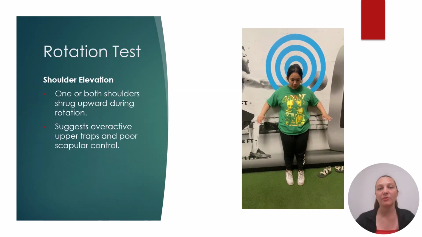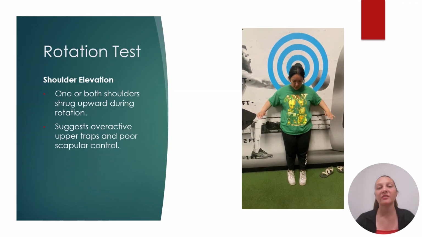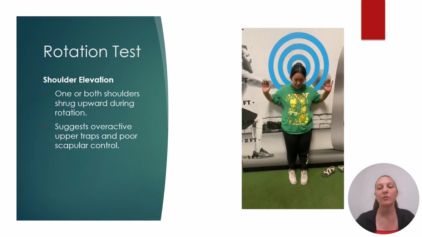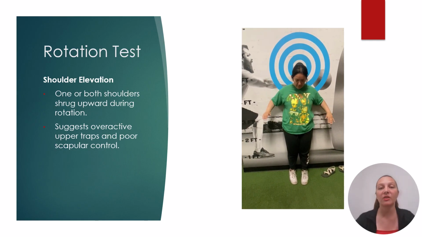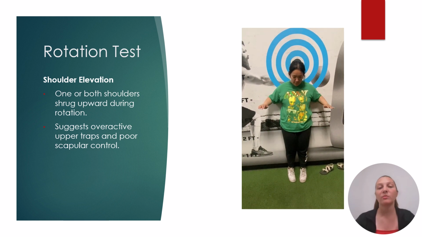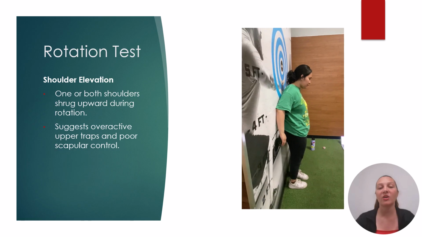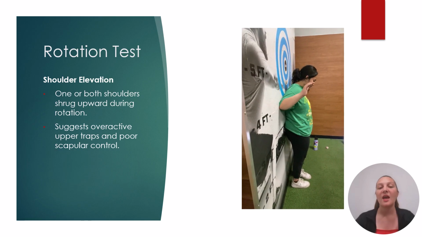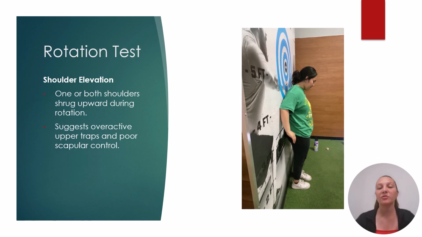So here we're looking at the rotation test. The purpose of this test is to assess thoracic spine mobility and rotational control, as well as identify mobility restrictions or stability issues affecting functional movements. Here we can see that as she's doing this, both of her shoulders are shrugging upward during the rotation, and it's suggesting that there's an overactive upper trap and poor scapular control.